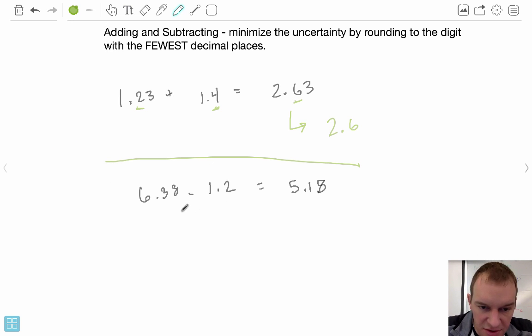Okay, so we look at 6.38 uncertain in the hundredths, 1.2 uncertain in the tenths. You can only be uncertain in the tenths, so we're going to round to that place right there. 5.18, we're going to round off to be 5.2.